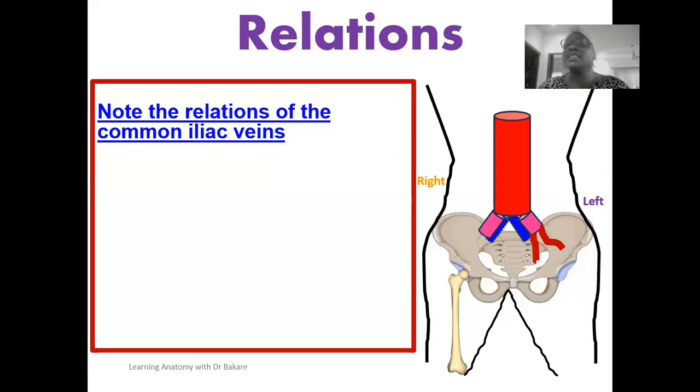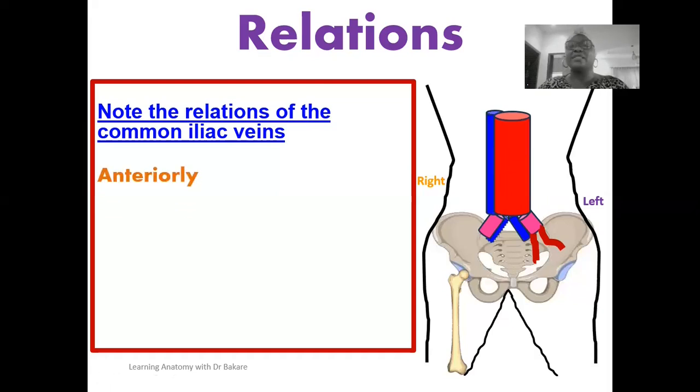If we consider the position of the abdominal aorta, we say that the abdominal aorta is directed more to the left, and we also have the inferior vena cava located on the right side of the abdominal aorta. So all these factors contribute to the orientation that the common iliac artery has on the common iliac vein on both the right side and also on the left side.